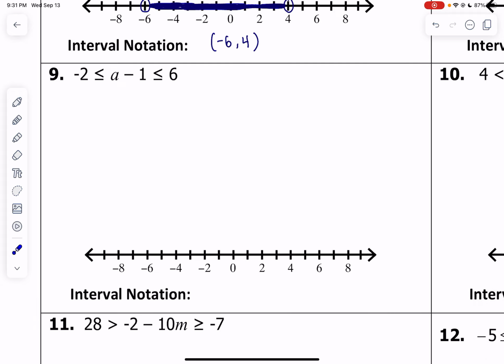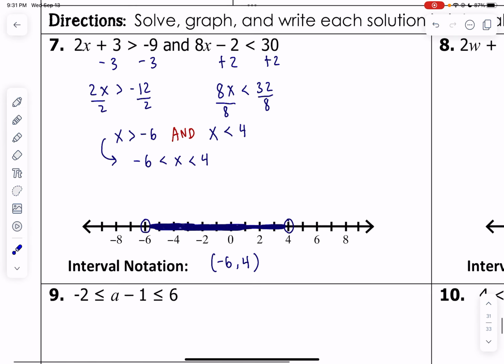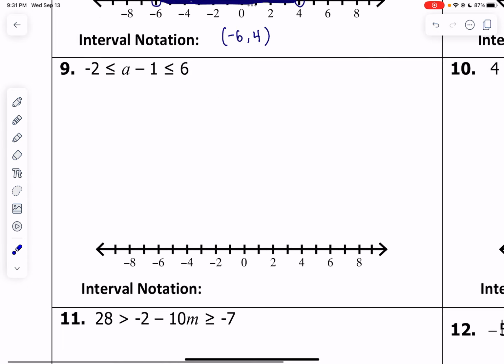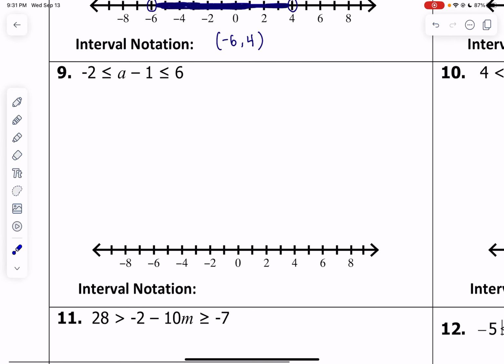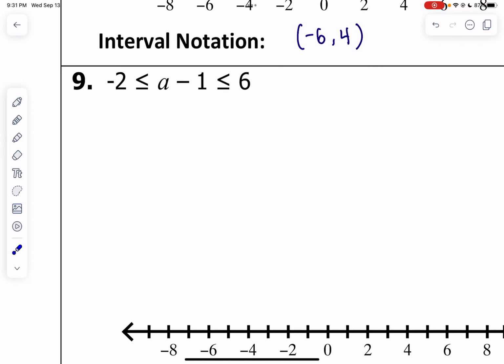So in number 9, notice there's a huge difference. If you compare 9 and 7, question number 9 doesn't have the and statement anywhere in there. But we know that this is an and inequality. So what we can go ahead and do is work with all 3 of these sides at the same time. So here's the idea. The goal is to be able to isolate A.